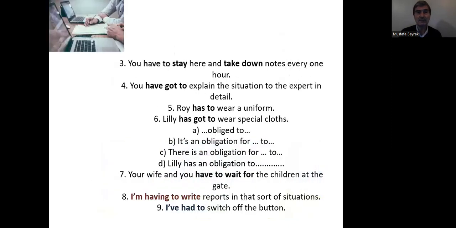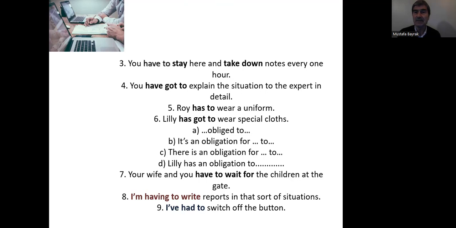The third one: you have to stay here and take down notes every 1 hour. You have got to explain the situation to the expert in detail. Roy has to wear a uniform. Lily has got to wear special clothes.